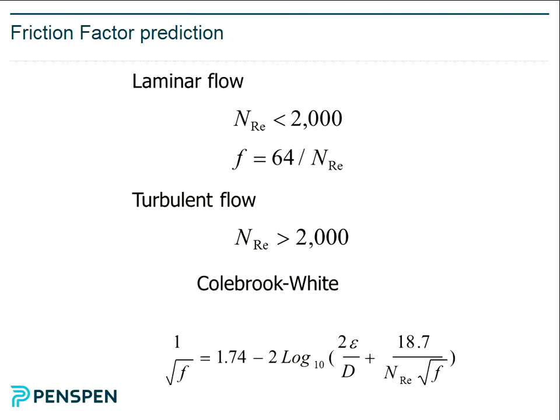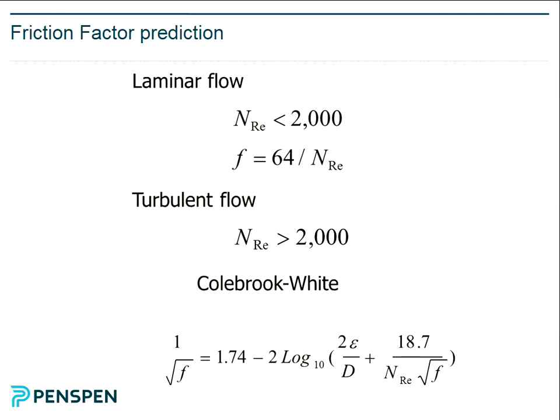So the idea is you work out your Reynolds number, work out your relative roughness, and where they cross gives you your friction factor, basically. So it's a lookup chart: if you know your roughness and your diameter, that gives you relative roughness, and if you know your Reynolds number, you can get your friction factor.